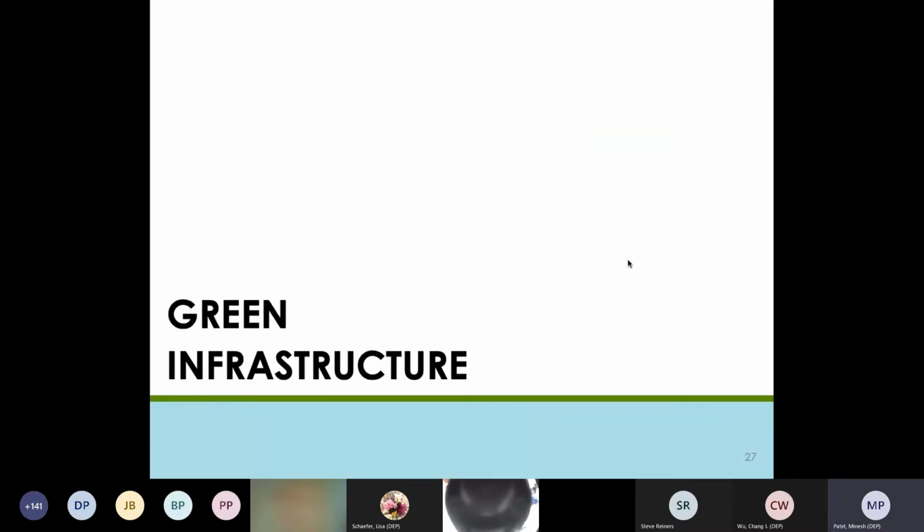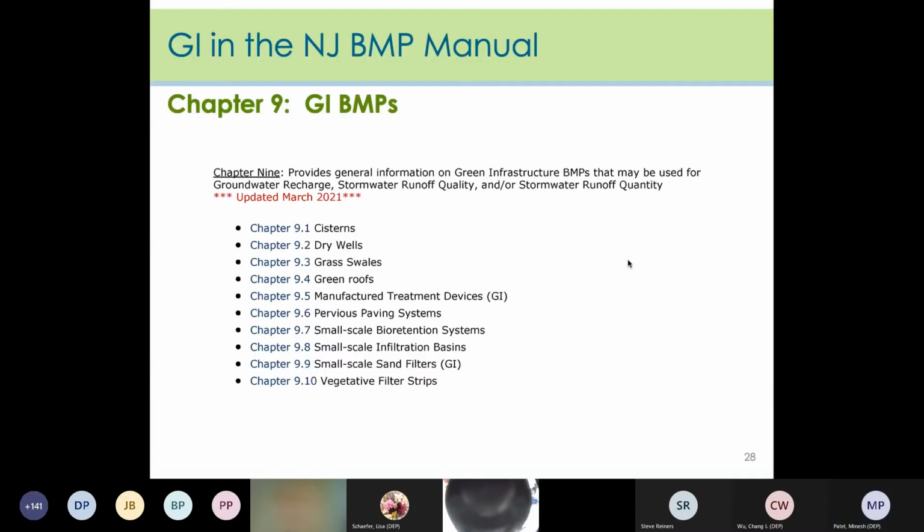The next thing the reviewer should be looking at is if the applicant is meeting the design and performance standards using green infrastructure. The current rules require that the design performance standards are to be met using green infrastructure. The rules require that green infrastructure BMPs be used to address the requirements for groundwater recharge, stormwater runoff quantity control, and stormwater runoff quality.